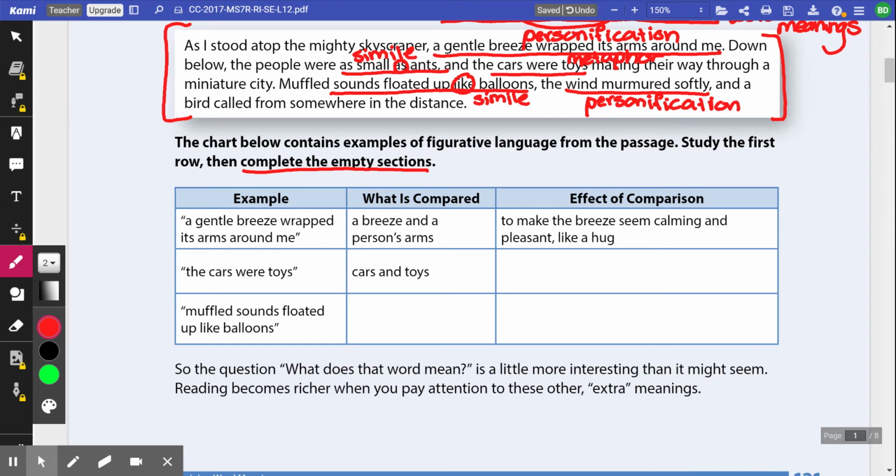So, this chart is separated into 3 columns. The first column, those are our examples from the text above. So, they all come from this text up here. We have to figure out what is actually being compared in the example. So, what is being compared? And then we have to determine the effect of the comparison. So, why does the author do this?